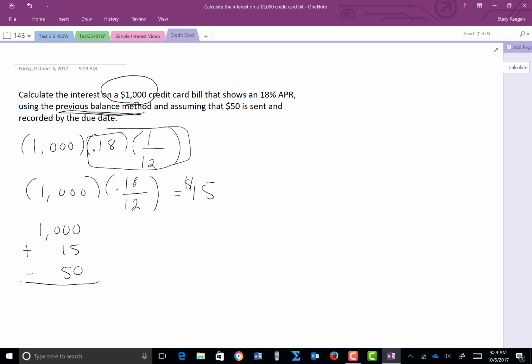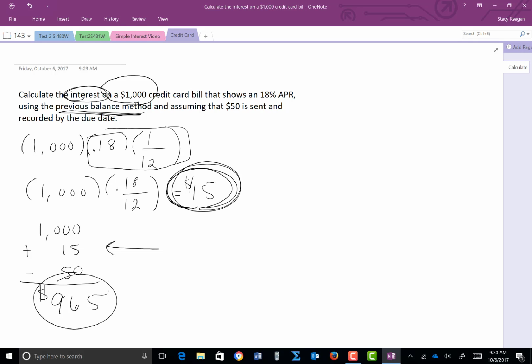Now, this particular problem just asks you to find the interest. This is the answer for interest. Finance charge is interest. So if I then go on to say calculate the new balance, this is what you do. So you'll do the 1,000 plus the 15 and then subtract the payment. And so your new balance that will show up at the following month will be $965. So because of interest, even though you paid $50, you don't get credit for the full $50.